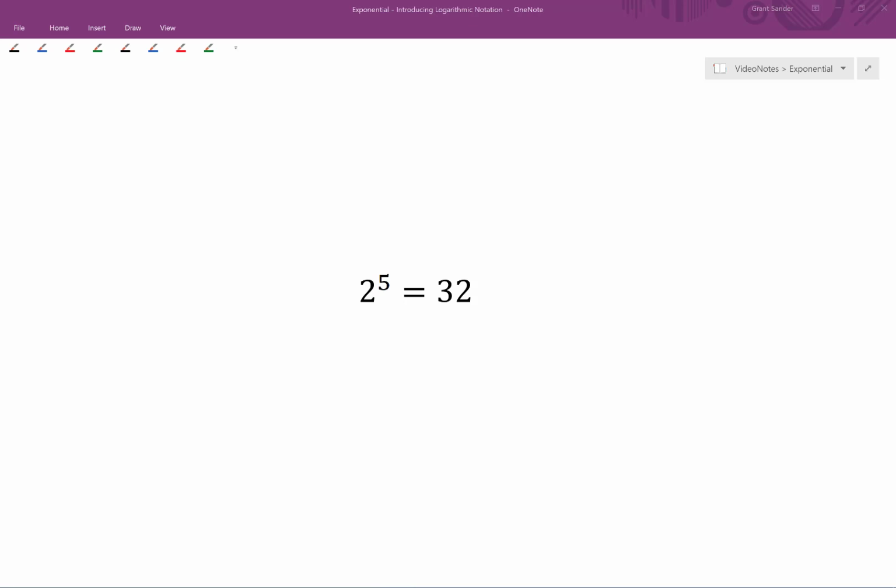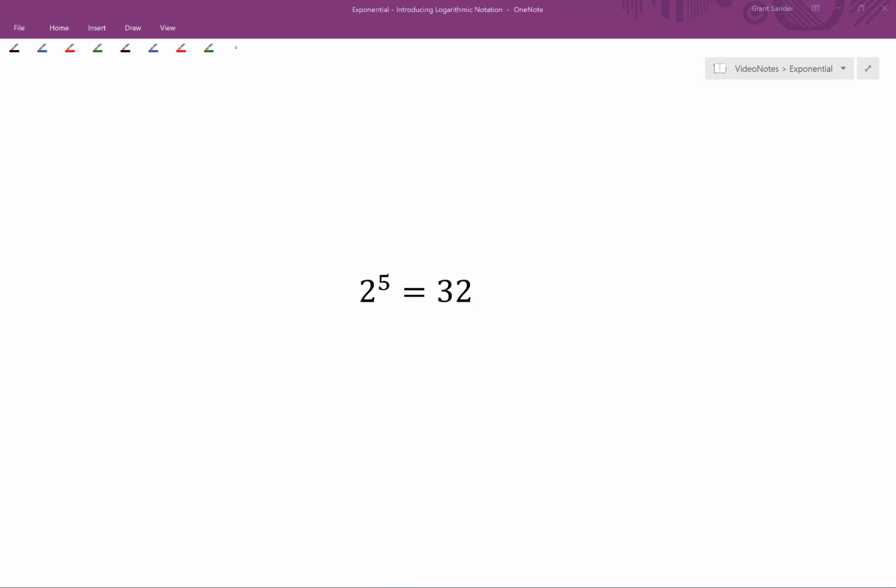In this video, we will introduce logarithmic notation. So let's start by considering the following example. We have the equation 2 to a power of 5 equals 32. We've seen this equation a few times before. If we do 2 times itself 5 times, it gives us a value of 32. And this 5 is the exponent on a base of 2 that produces a result of 32.